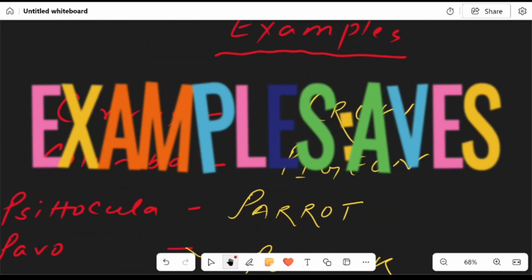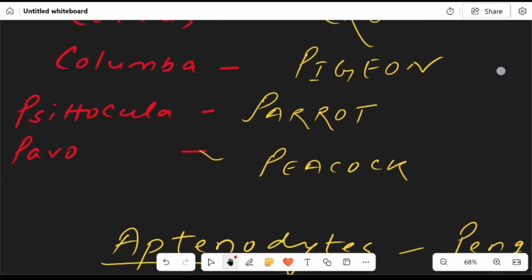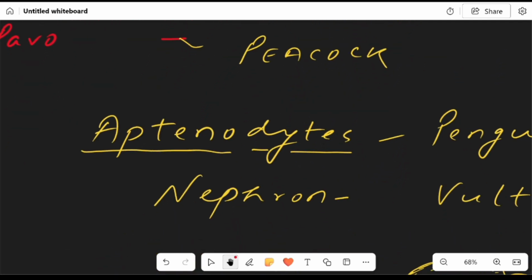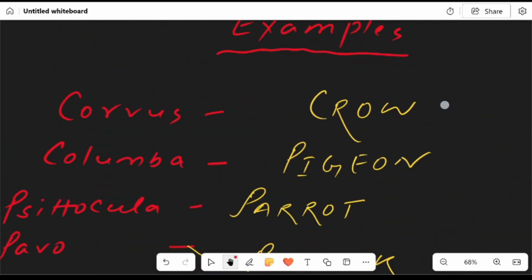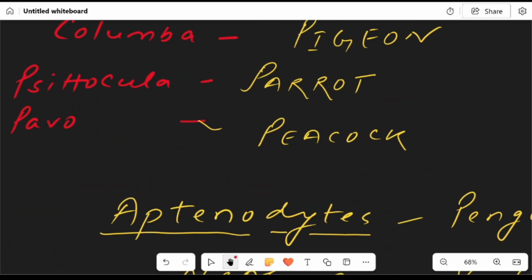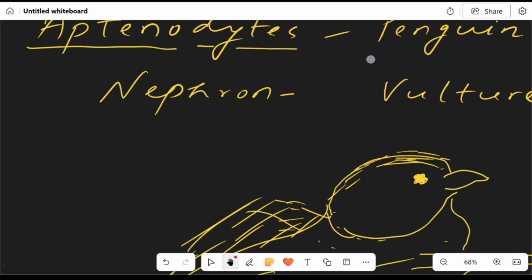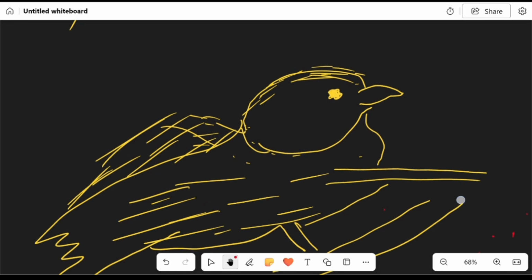What are the examples? Corvus, crow; Columba, pigeon; Psittacula, parrot; Pavo, peacock; Aptenodytes, penguin; and Neophron, vulture.